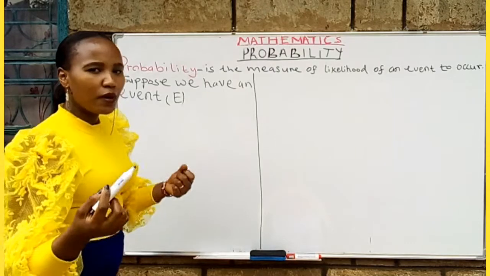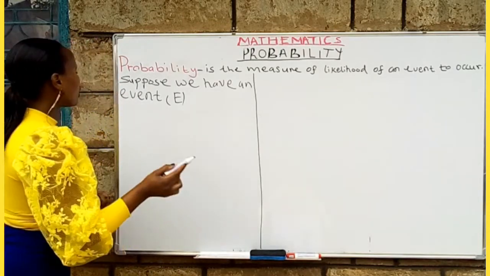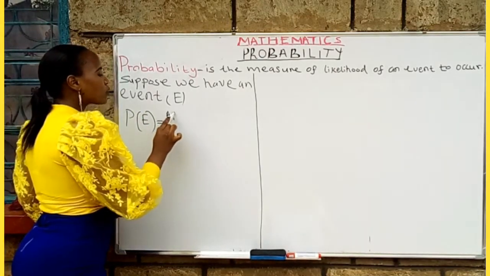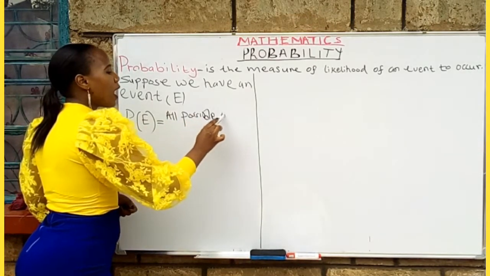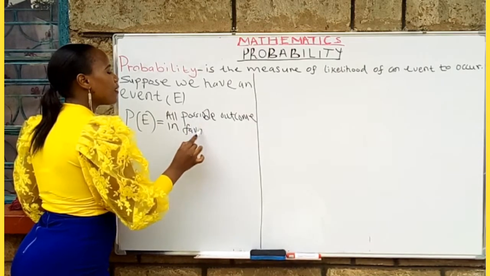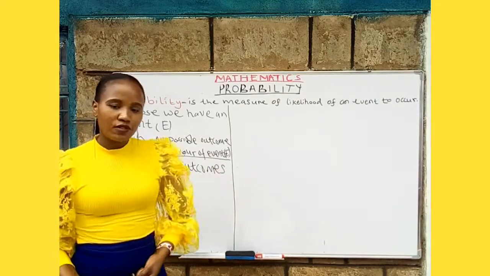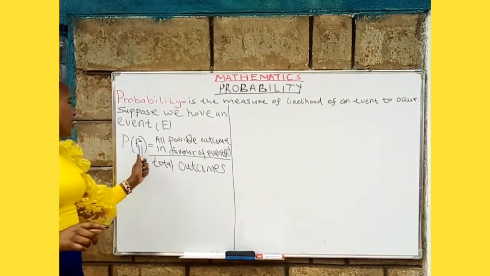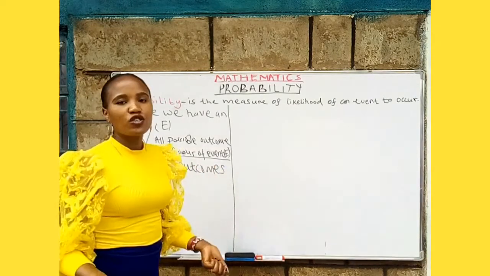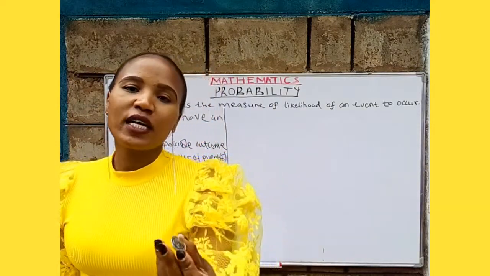Okay, suppose we have an event E. How are we going to get the probability of event E occurring? In general, it doesn't matter what type of event, we say the probability of E, any event, is equivalent to all possible outcomes in favor of event E, all over total outcomes. So the probability of any event is all possible outcomes in favor of event E divided by total outcomes.